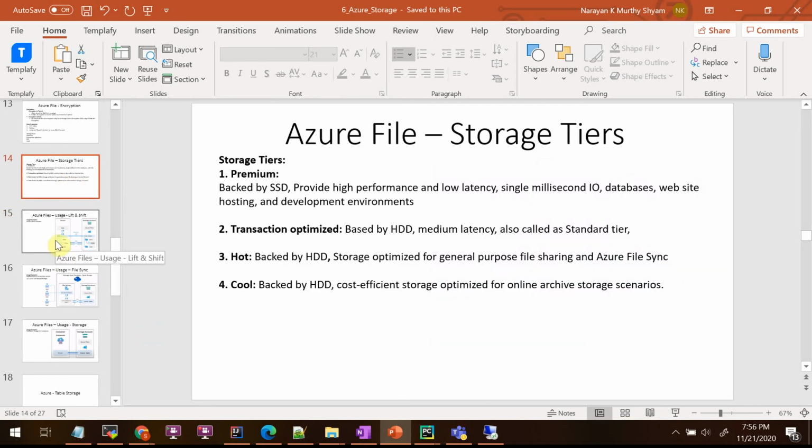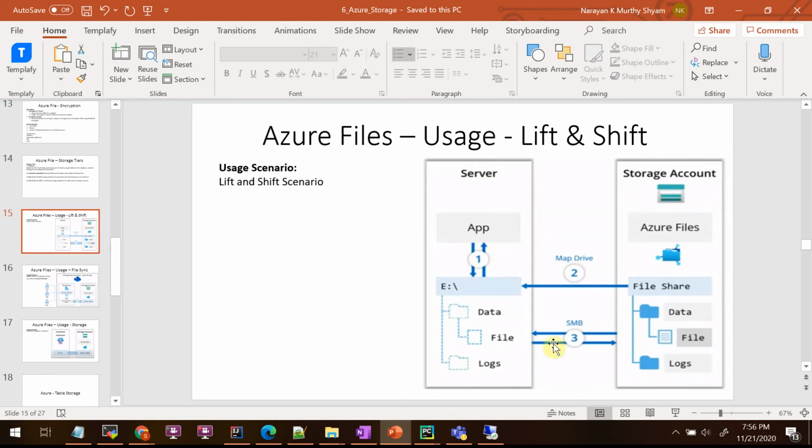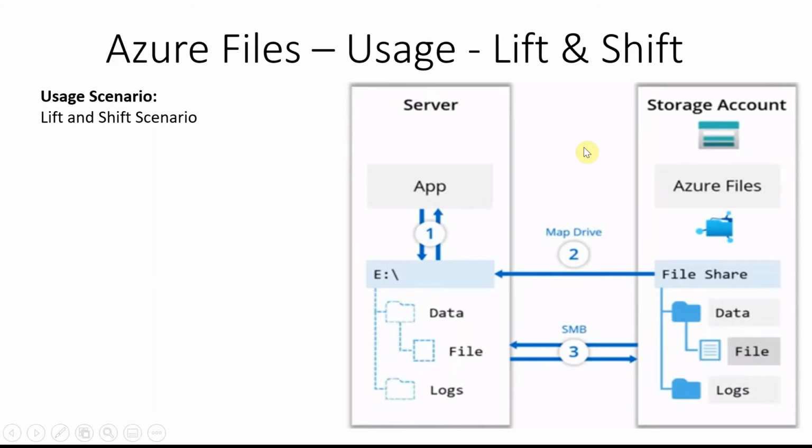Okay. So again, most of us would have used Azure Files. A file server is a very common use case in our on-premise, right? You can think of how lift and shift works as a usage scenario in Azure Files. The next three slides talk about the usage scenarios.